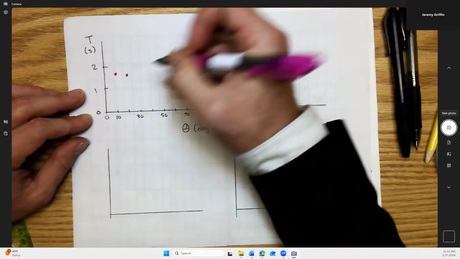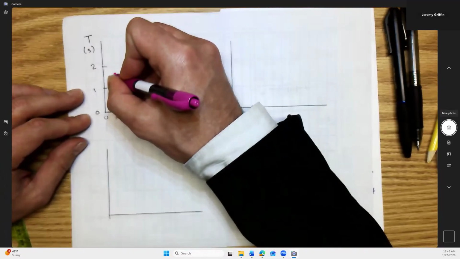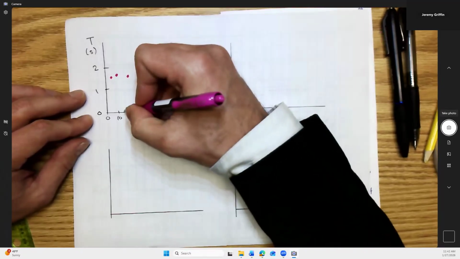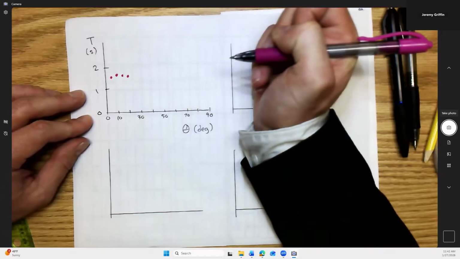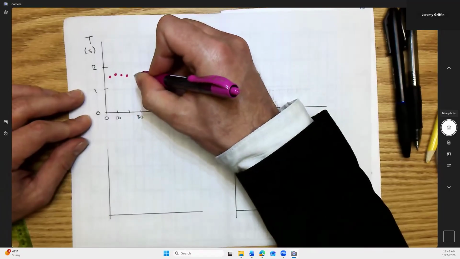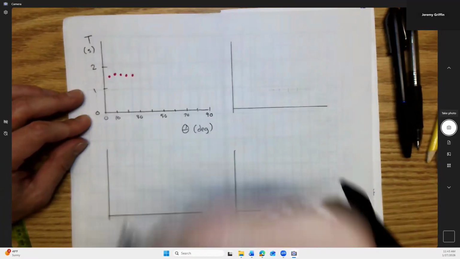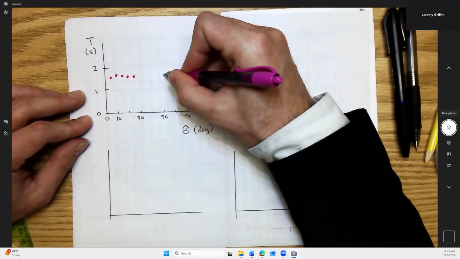5 degrees and 1.62 seconds. Bam. Right, next coordinate. 15 degrees, 1.69 seconds. Bam. Next coordinate. 25 degrees, 1.67 seconds. Bam. And we got 50, 1.694 seconds. Bam.